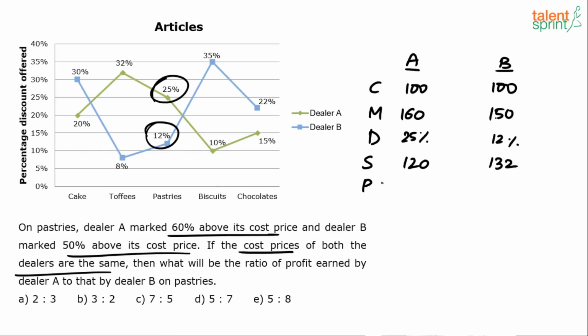So what's the profit? Profit is 100 becomes 120. So profit is 20%. Achha, he's asking us to find out the ratio of profit earned, so percentage is not required. Profit is 20 rupees. What's the profit earned by dealer B? 100 rupees become 132 rupees, so profit is 32 rupees. What's the ratio? 20 is to 32 is 5 is to 8. So option E is the answer, right?